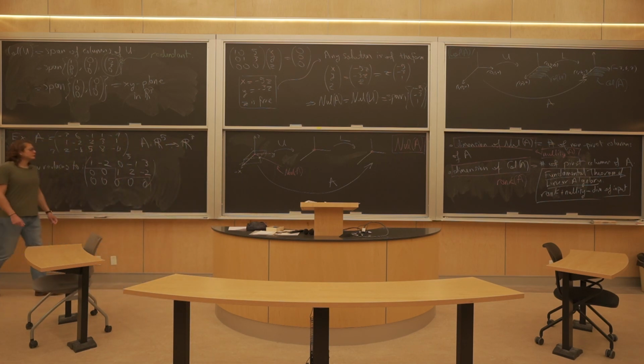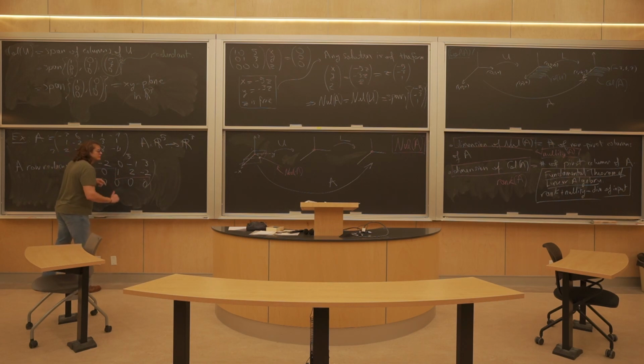This is indeed reduced echelon. Let me ask, what is the dimension of the column space of A? 2, right? Because you have 2 steps. What is the dimension of the null space of A? 3. Exactly, it's the rest. Whenever you don't have a step, those contribute to the null space. Whenever you do have a step, they contribute to the column space.